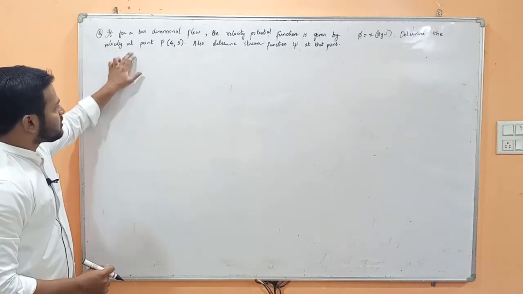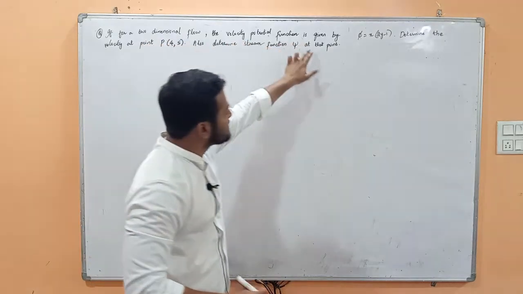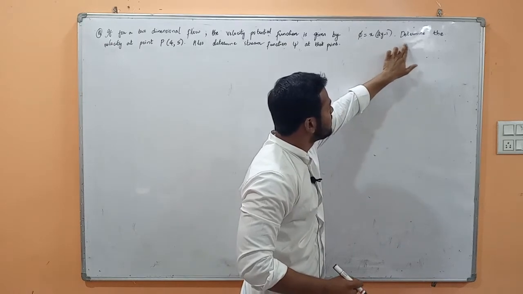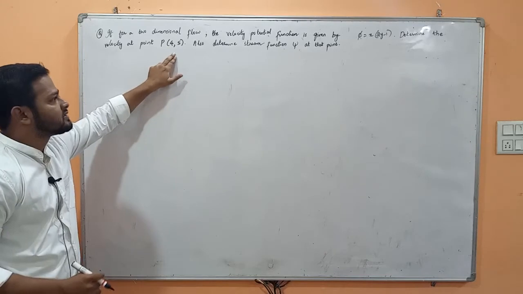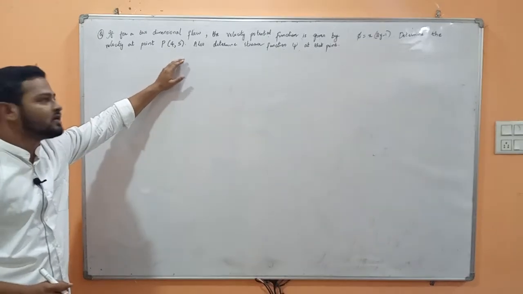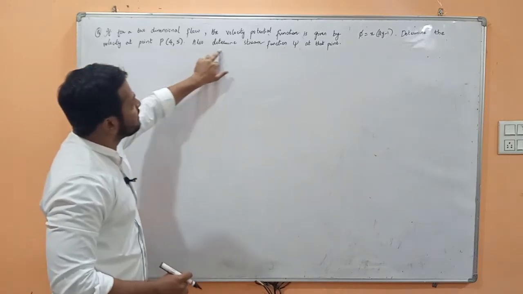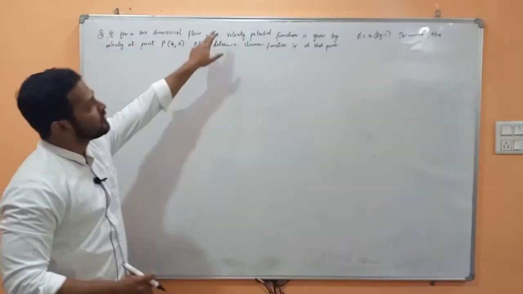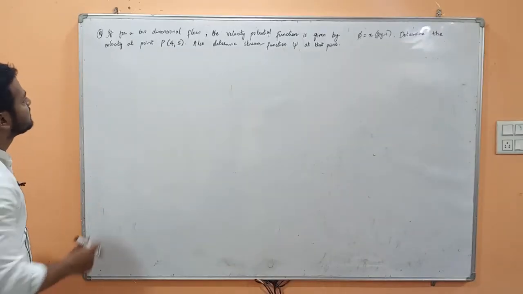So if for a two-dimensional flow, the velocity potential function is given by phi is equal to x into 2y minus 1. Determine the velocity at point P (4, 5), which we have already done in the last class, and we have to do this again in this problem, and also determine the stream function psi. We haven't done this type of thing where phi is given and you have to find out psi. Just see the question carefully.